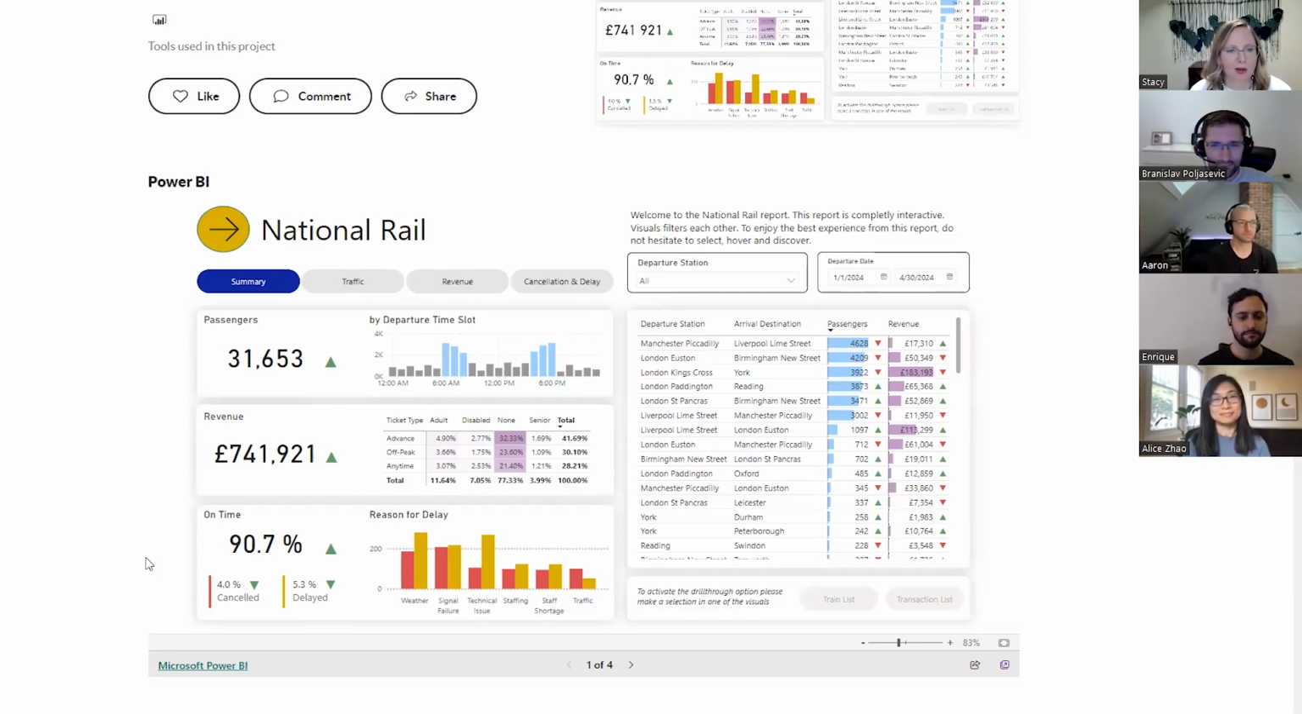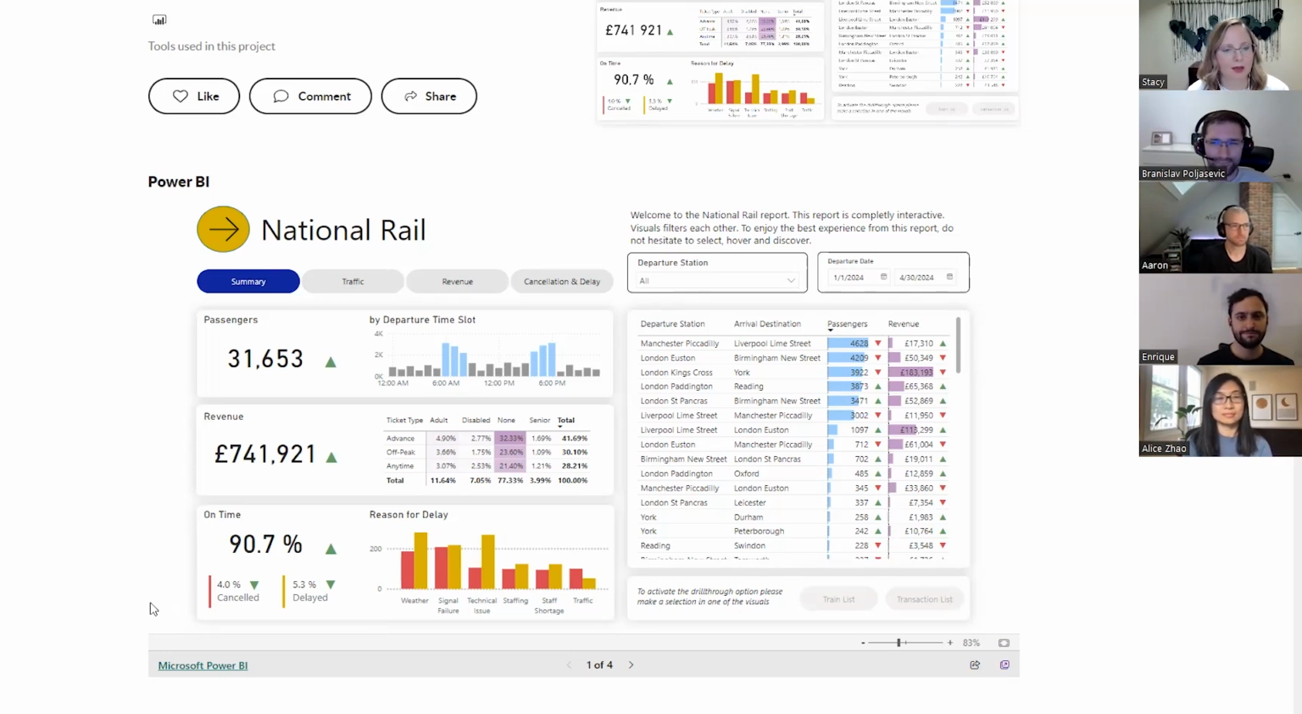And I wanted to call out a design choice here: the use of these indicator triangles in combination with their color to provide context for each of these KPIs. The way we see it right now, all these triangles are green, but I want to draw your attention in particular to these ones down here, where we have percent canceled and percent delayed. You may notice that unlike the arrows for passenger revenue and on time that are pointing up, these ones are green and they're pointing down.